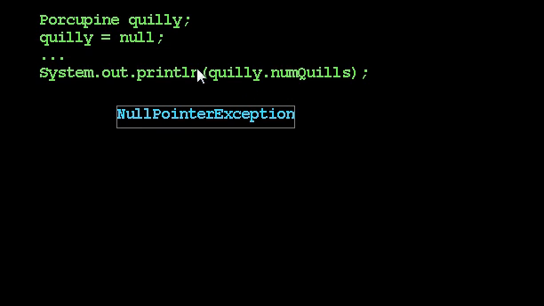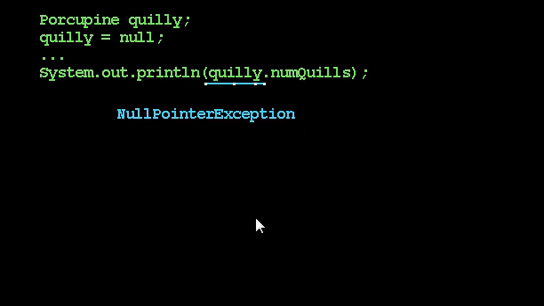It simply means you don't have an object. Quilly is not actually a porcupine. Quilly is null. It's the absence of a porcupine. You don't have an object. And so when you ask that null dot numQuills, you ask null how many quills it has. Well, null isn't the memory address of a porcupine, therefore it doesn't correspond to something where you can ask how many quills it has, and Java lets you know that by crashing with a null pointer exception.